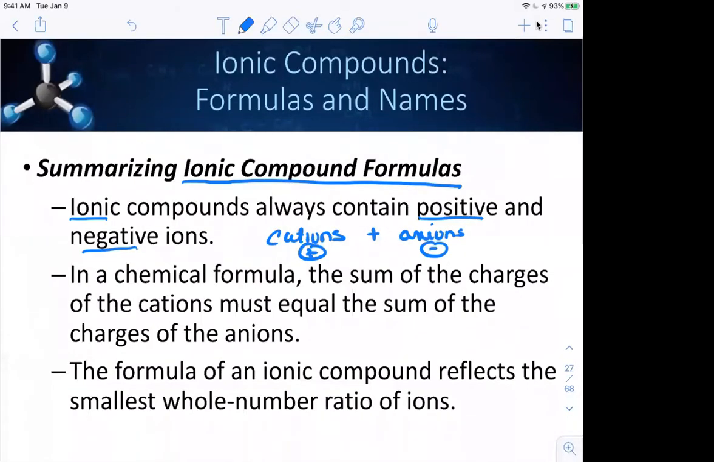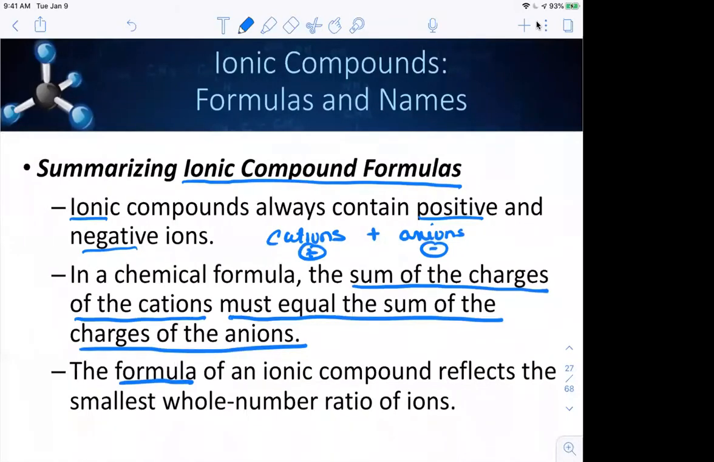Here's an important principle. The sum of the charges of the cations must equal the sum of the charges of the anions. They will combine together in ratios which give me a net zero charge on the overall compound. So this formula or formula unit is going to reflect the smallest whole number ratio of ions that gives me this net zero charge.